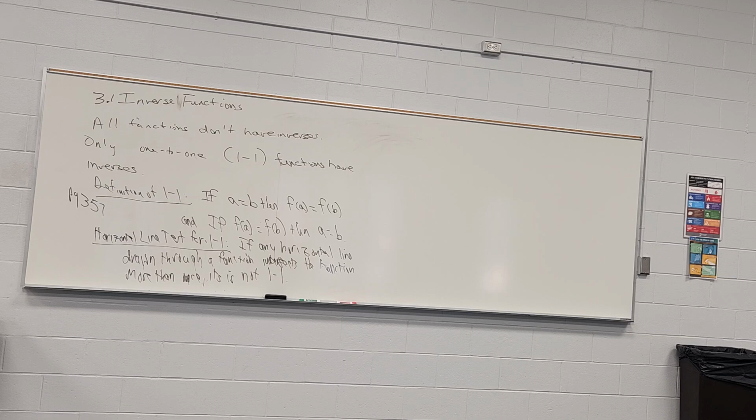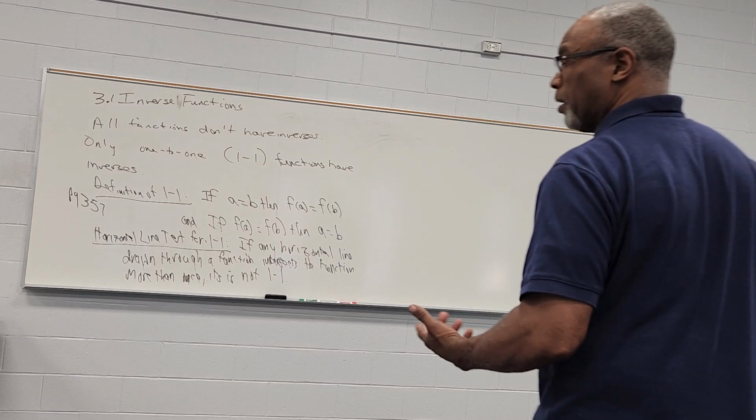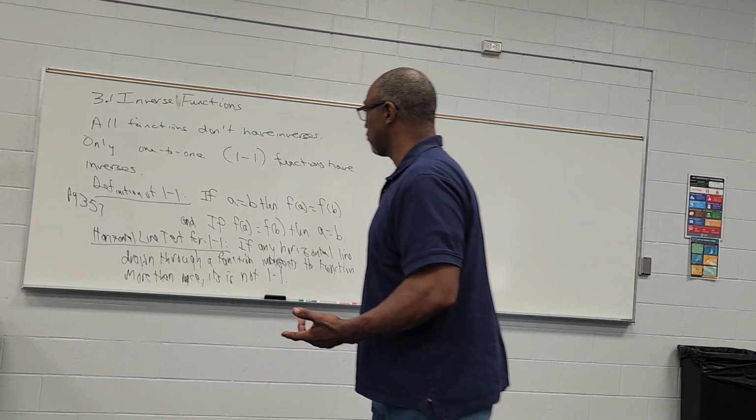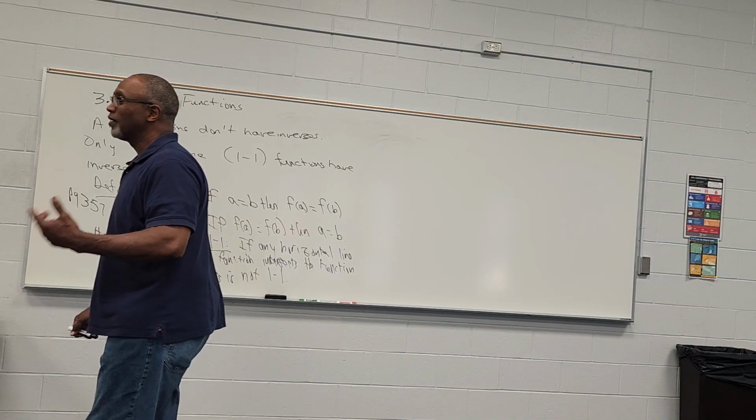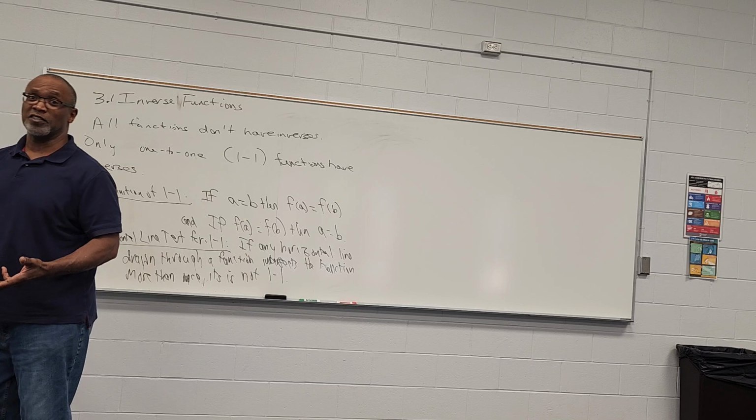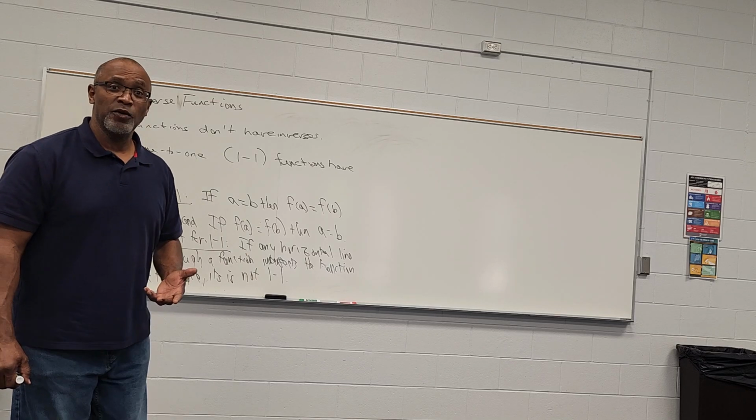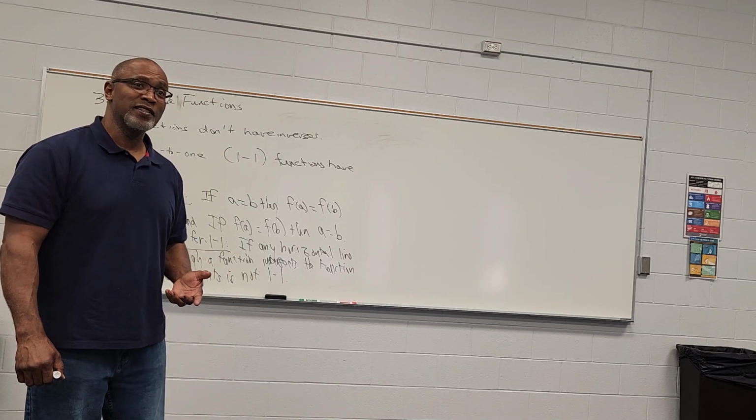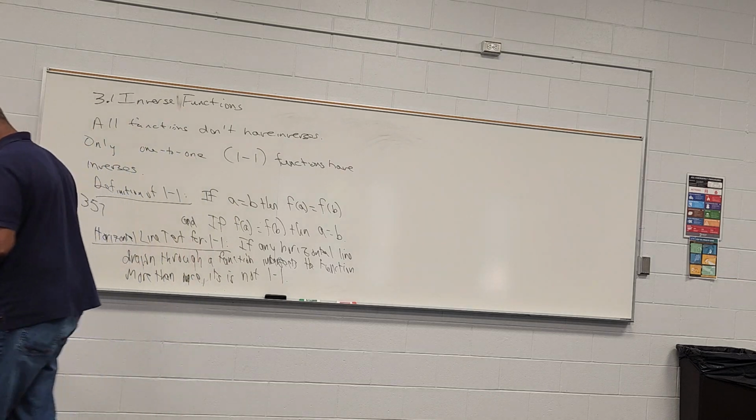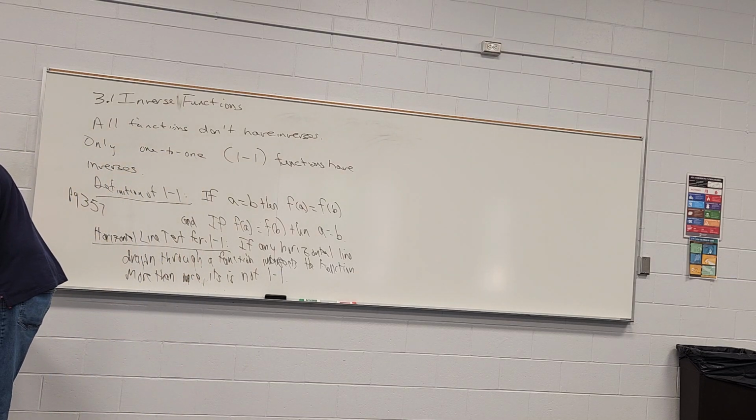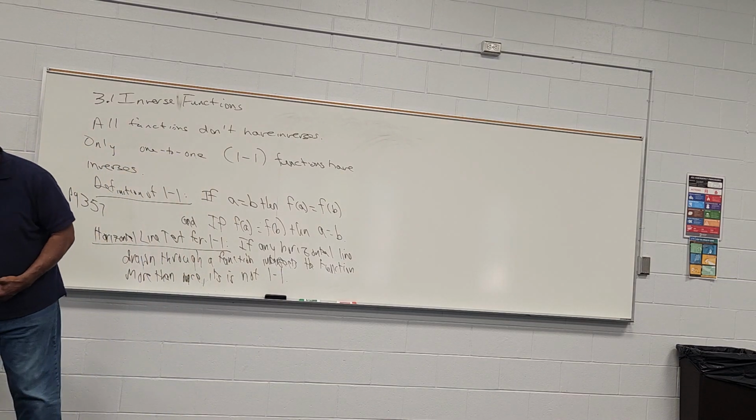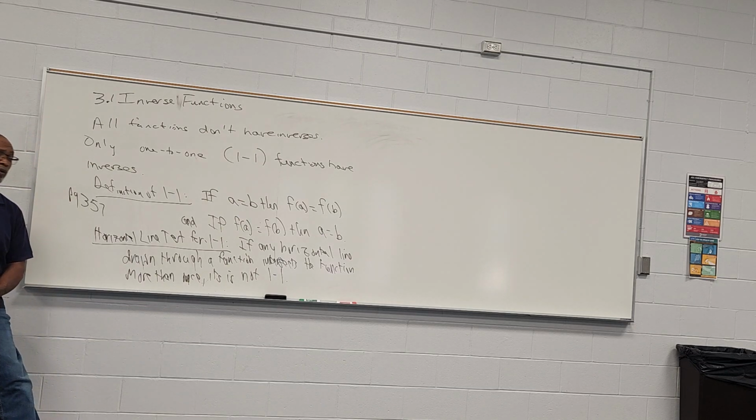If I have a graph, it's really easy to tell if a function is one-to-one. And remember, we had the vertical line test to see if a relation was a function. Now we've got the horizontal line test to tell if a function is a one-to-one function. And the reason we need to know this is because only one-to-one functions will have inverses.